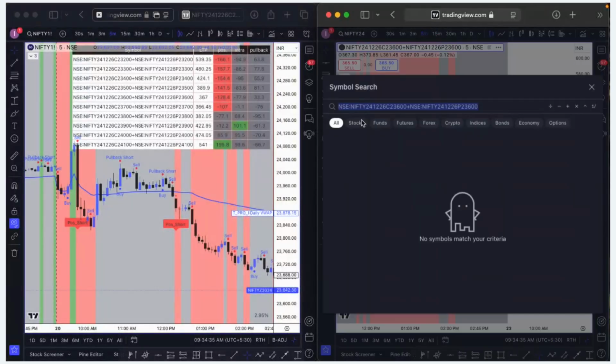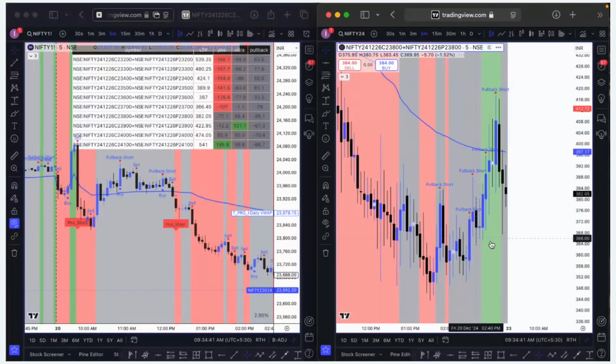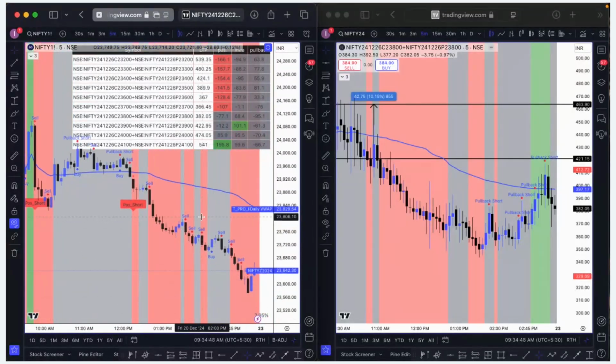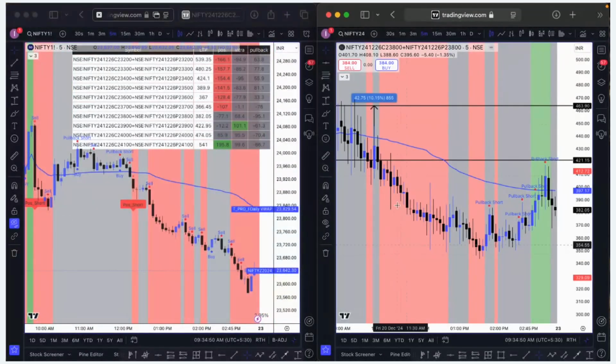So if you had taken a 23,800 straddle, what would have happened? It would not be smooth. At the time when you are taking the trade, it is 23,800. Later on, markets are coming down, and that 23,800 is no longer an ATM straddle. Okay, it's getting into a directional straddle.